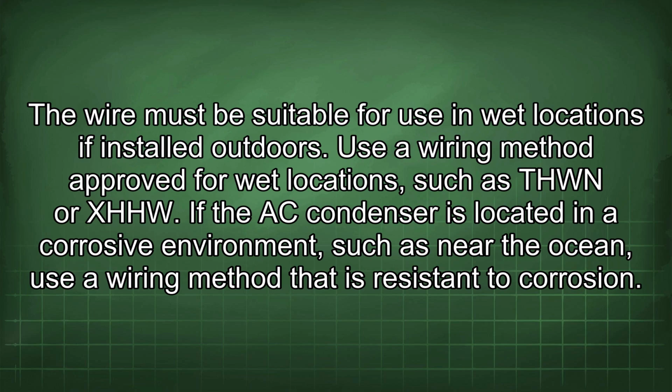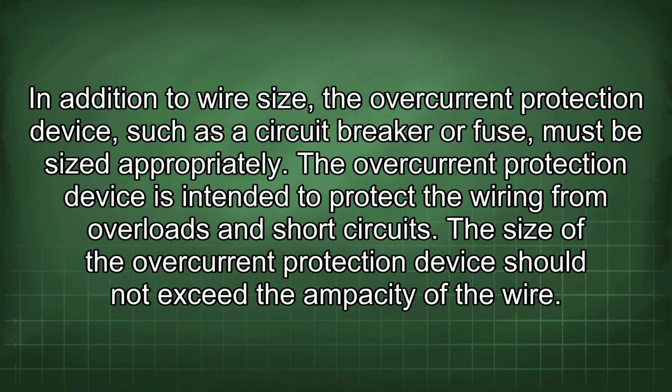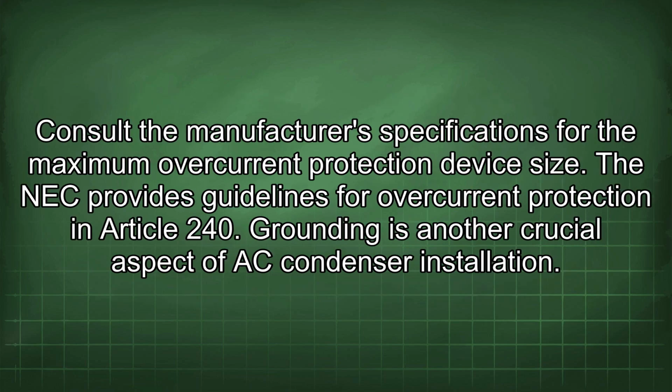In addition to wire size, the overcurrent protection device, such as a circuit breaker or fuse, must be sized appropriately. The overcurrent protection device is intended to protect the wiring from overloads and short circuits. The size of the overcurrent protection device should not exceed the ampacity of the wire. Consult the manufacturer's specifications for the maximum overcurrent protection device size. The NEC provides guidelines for overcurrent protection in Article 240.